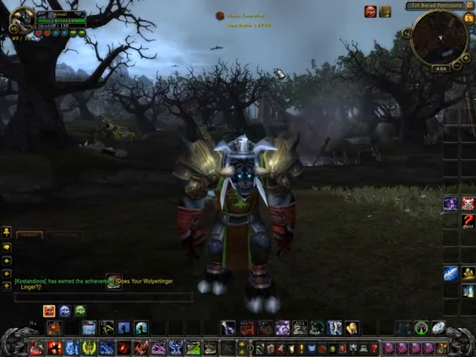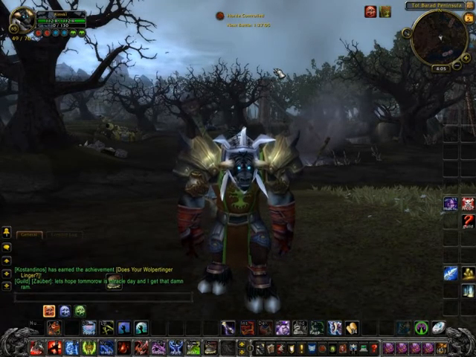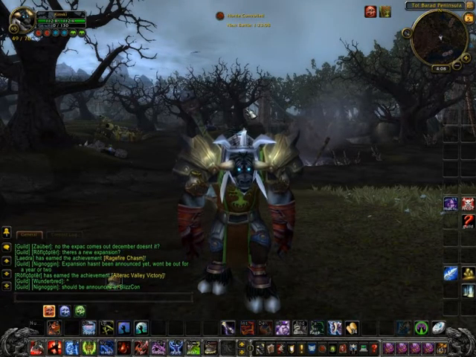In this section, we're going to discuss some miscellaneous best practices and tips for playing a Blood Death Knight. The first tip is about using Bone Shield.